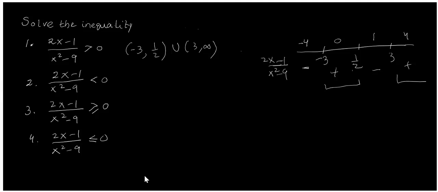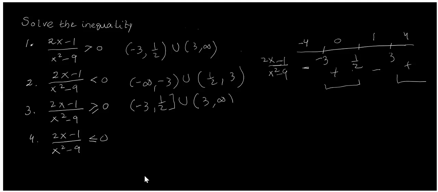Okay, when you're going to less than 0, now I'm looking for the negatives. So negative I have at -infinity to -3, and then I have 1/2 to 3. Next I have greater or equal to 0, so that one is going from the first one, as you see. So this solution will be -3 to 1/2, and as you see, 1/2 comes from the numerator, and since there is an equal sign, you can take a bracket. And then this 3 comes from the denominator, so it will be an open interval.